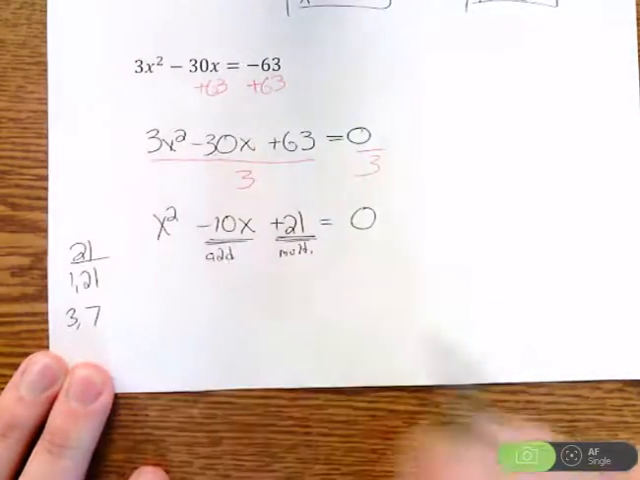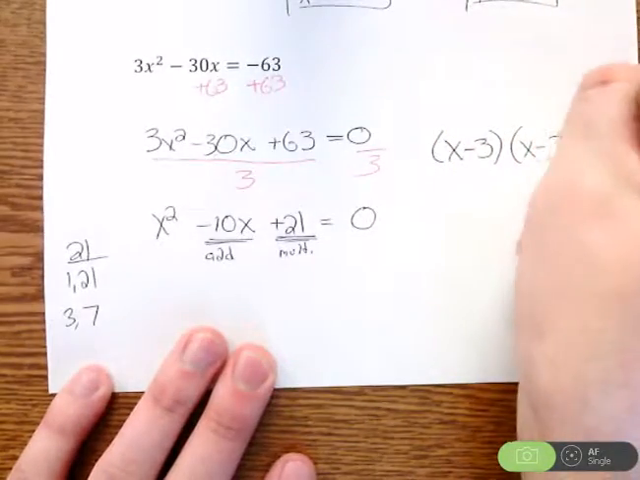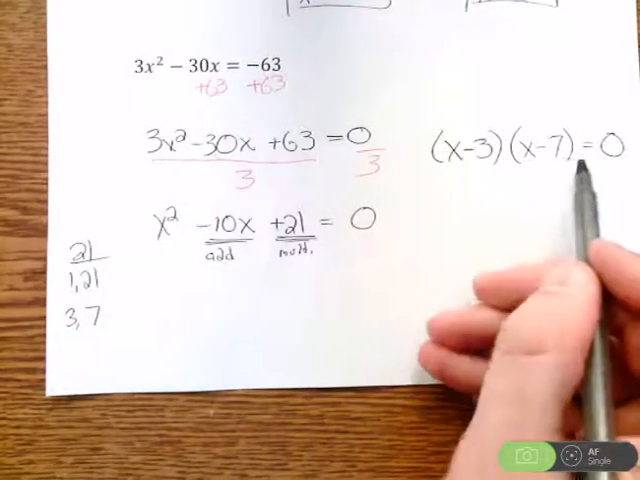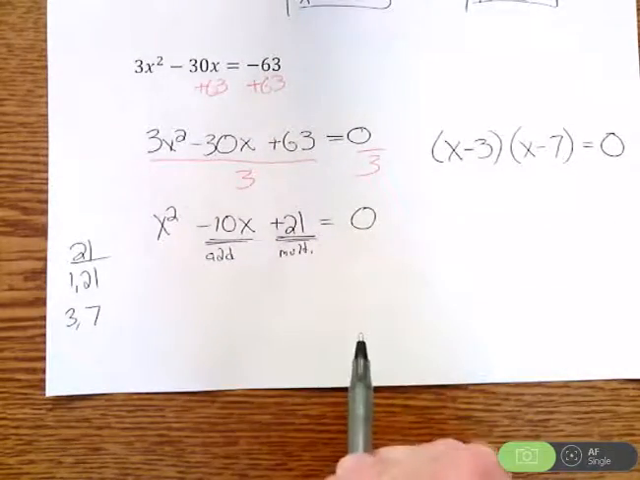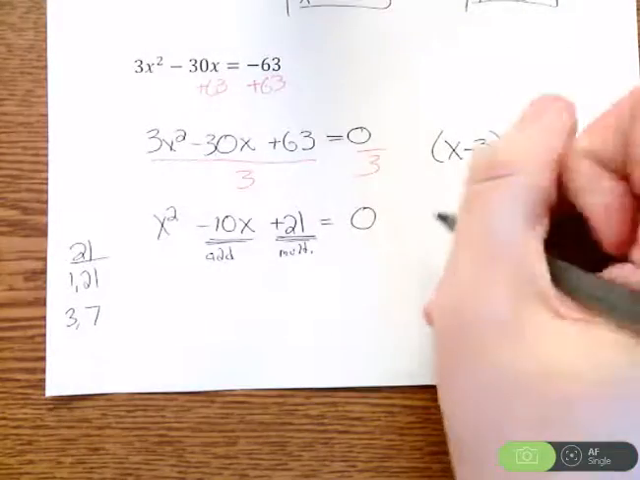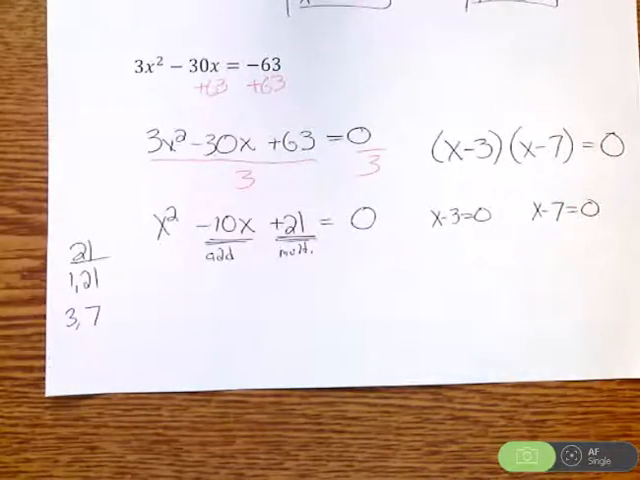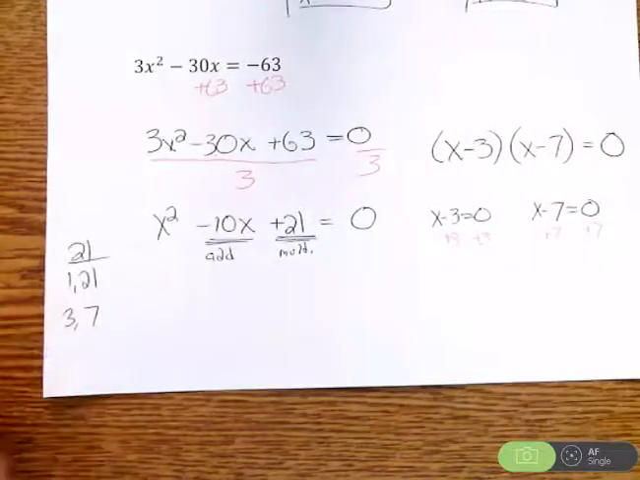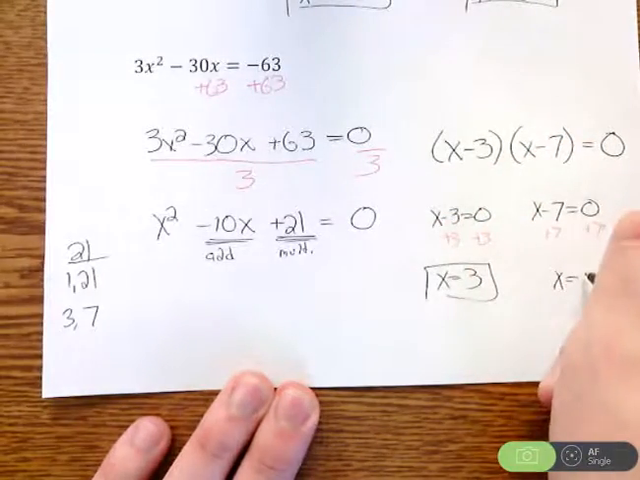Now, if I'm going to get 3 and 7 to add up to negative 10, I'm going to use negative 3 and negative 7. Because negative 3, negative 7, that's going to add to negative 10. Negative 3 times negative 7 is positive 21. So I have it factored out. And again, once we're done factoring, set each factor equal to 0 and solve. x minus 3 is equal to 0 and x minus 7 is equal to 0. Add 3, add 3. Solve the other one. Add 7, add 7. So I'm going to get x equals 3, x equals 7.